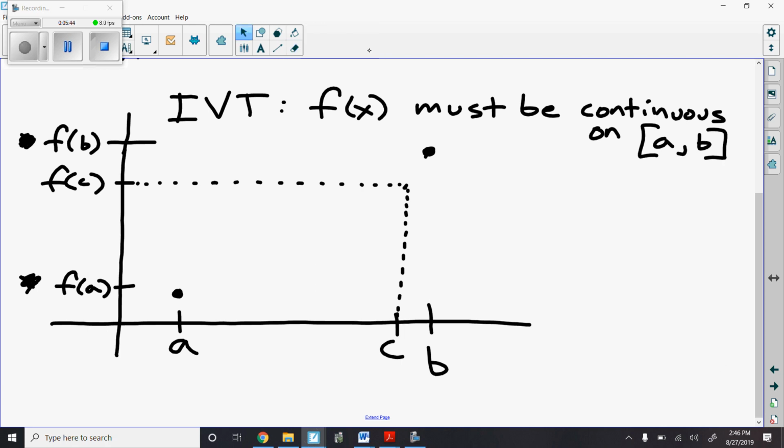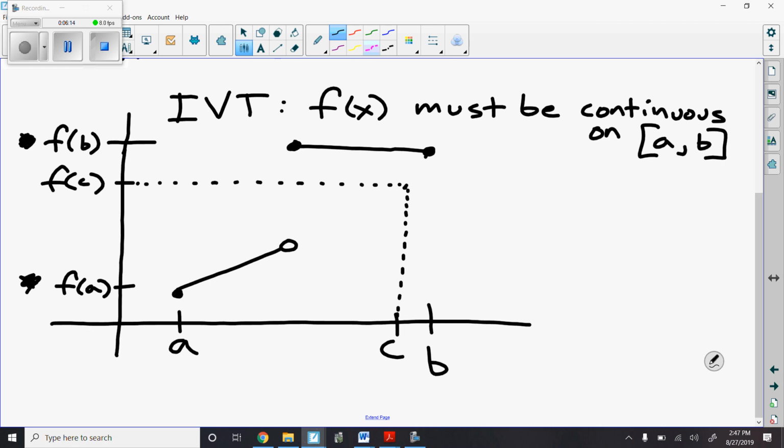Okay. So now let me put in a graph that's discontinuous and show you what happens. Did I hit that y value f of c anywhere in there? Well, I didn't because I jumped over it. So f of x there is not continuous anymore. So I don't have to hit every value between f of a and f of b.